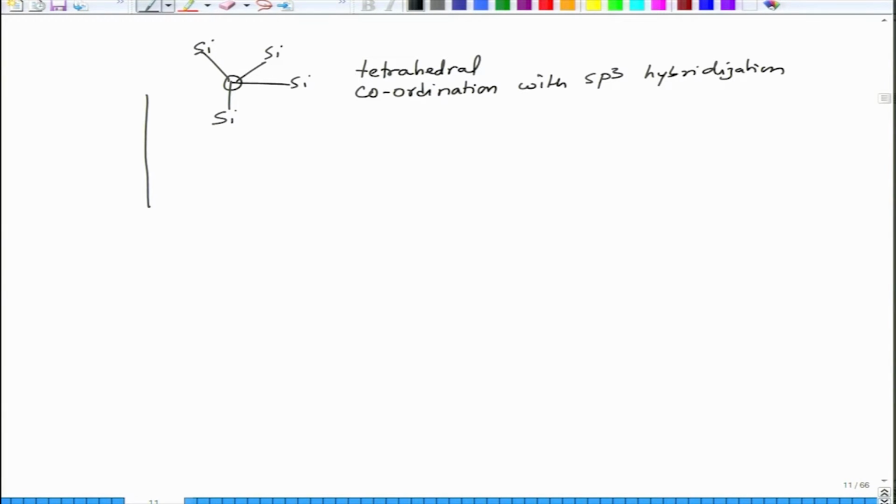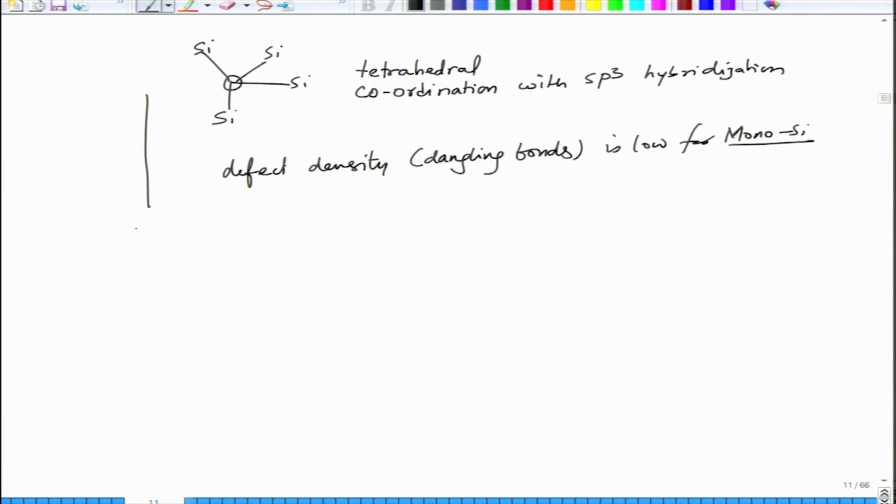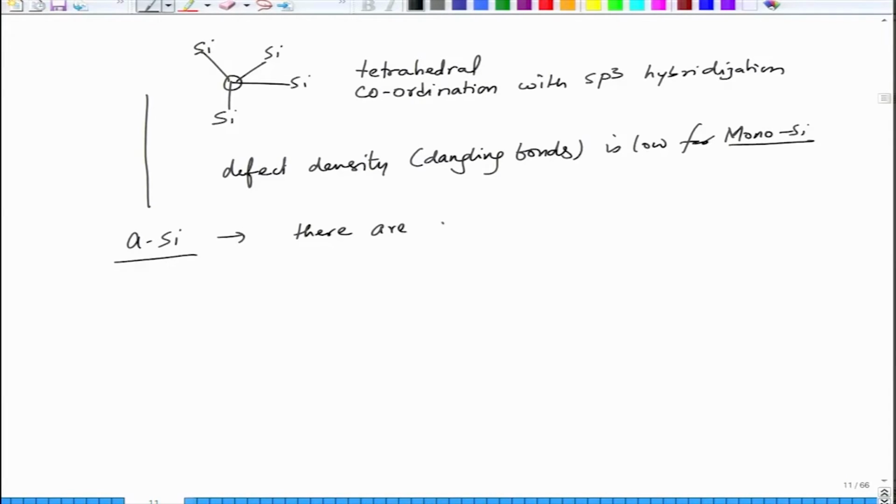There may be some dangling bonds at the surfaces and at the cracks, etc., but by and large the defect density is lower. So, defect density in terms of dangling bonds is low for monosilicon, right, or crystalline silicon. However, for amorphous silicon, since you do not have a crystalline network, all the bonds are not satisfied. So, silicon needs a tetrahedral coordination, but it is incomplete at many places. So, there are missing bonds.